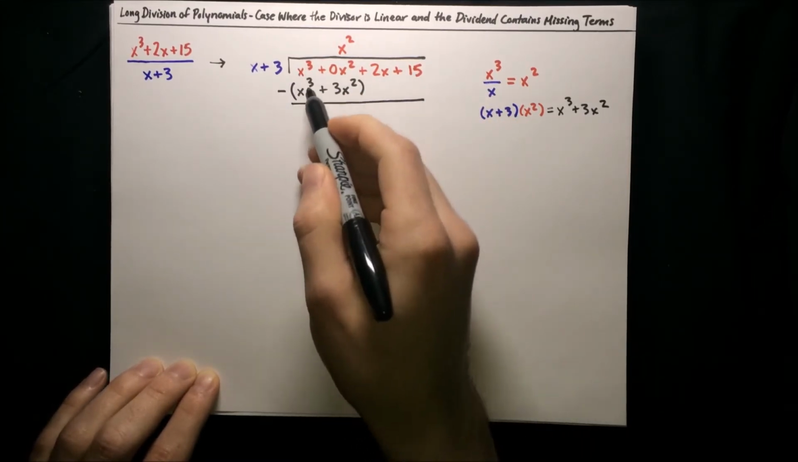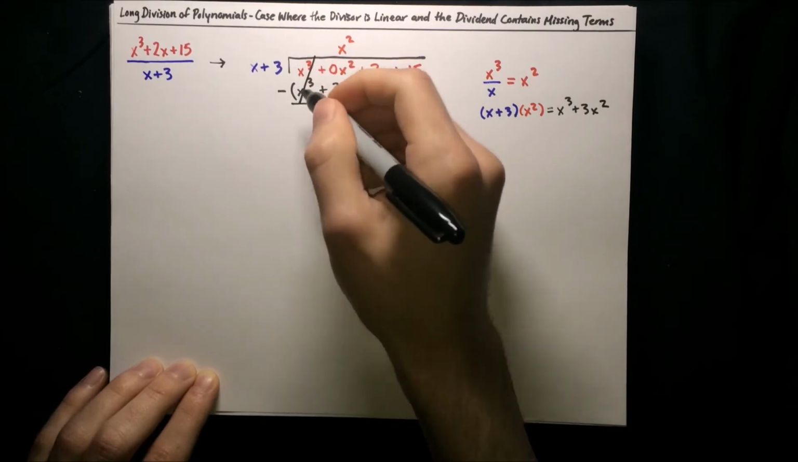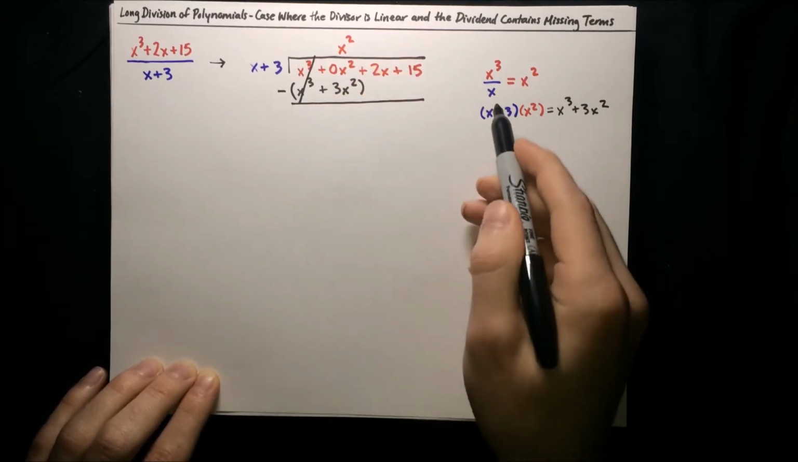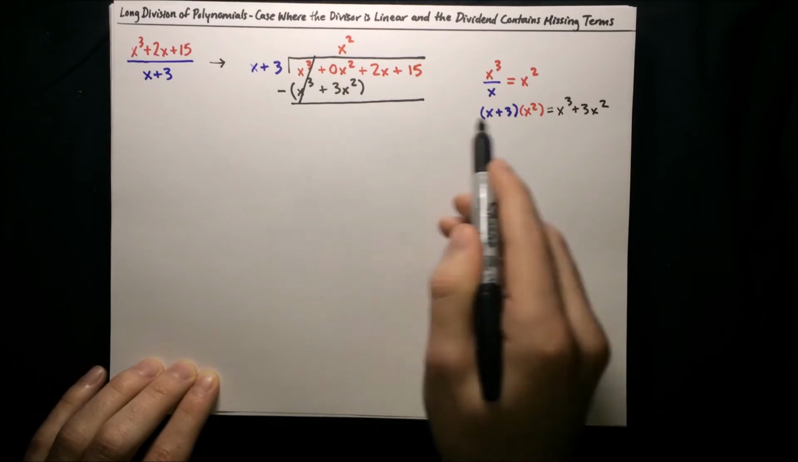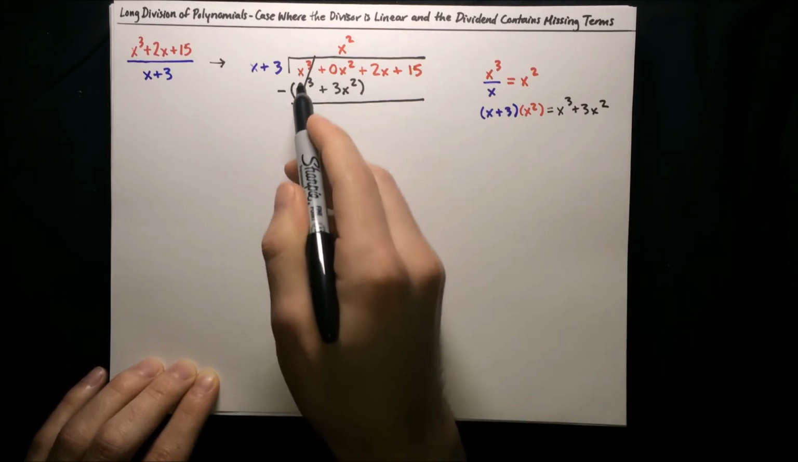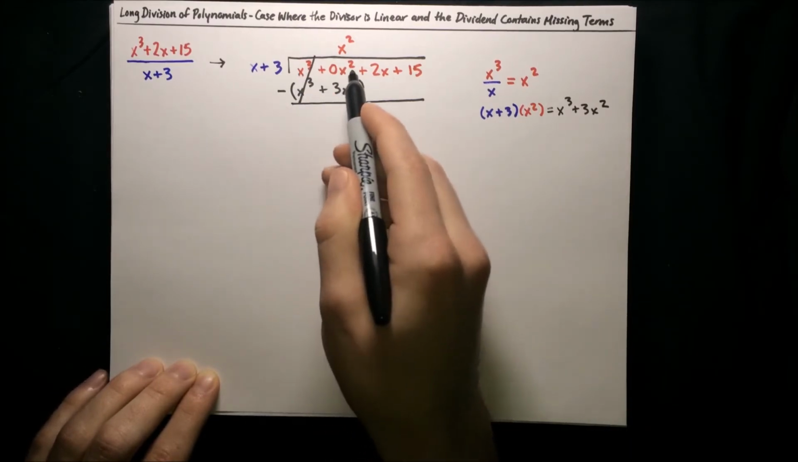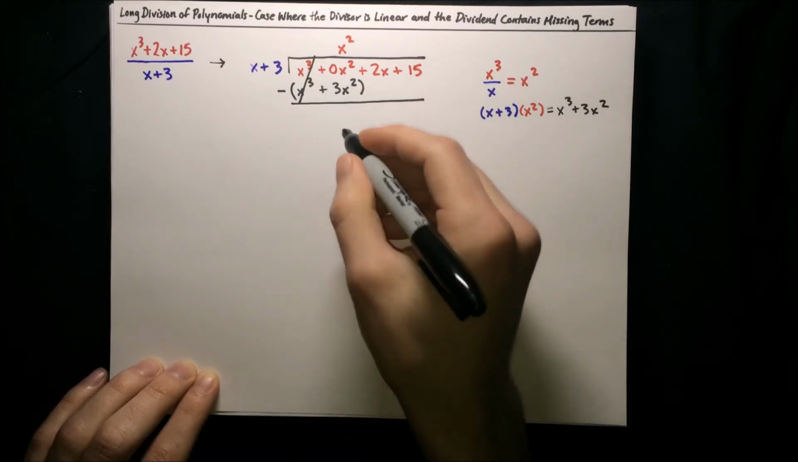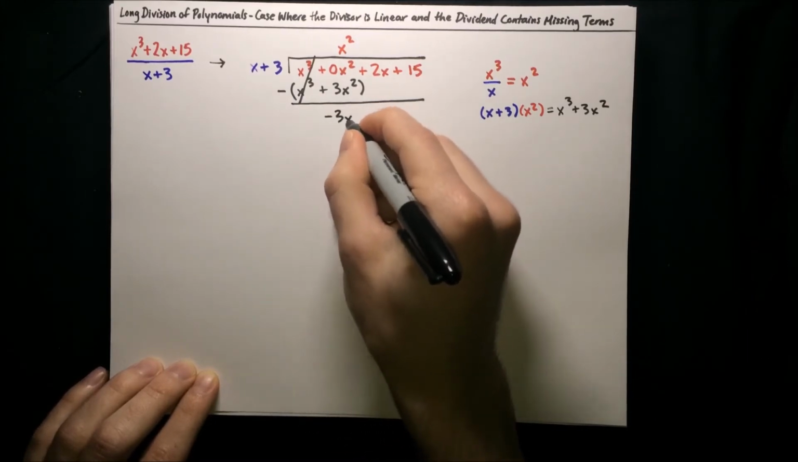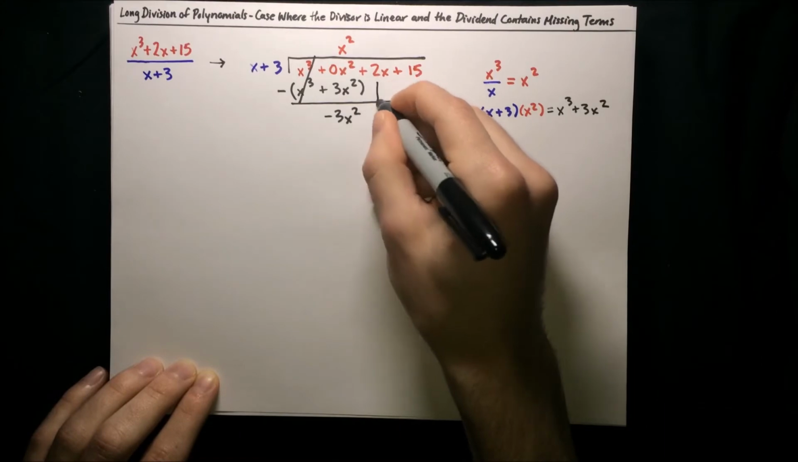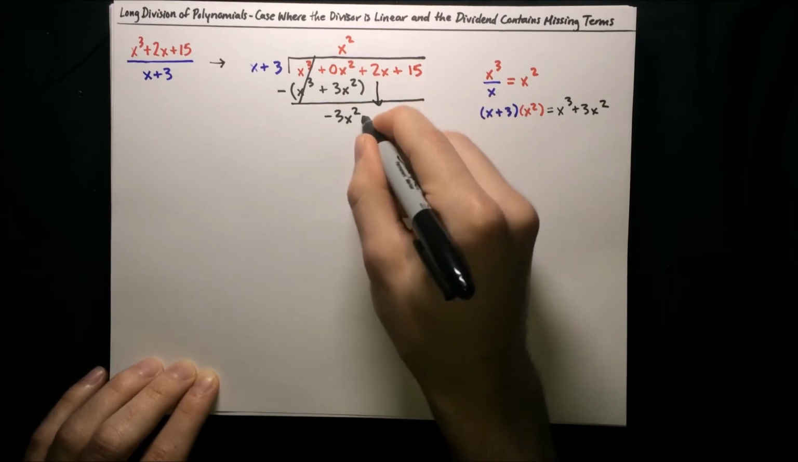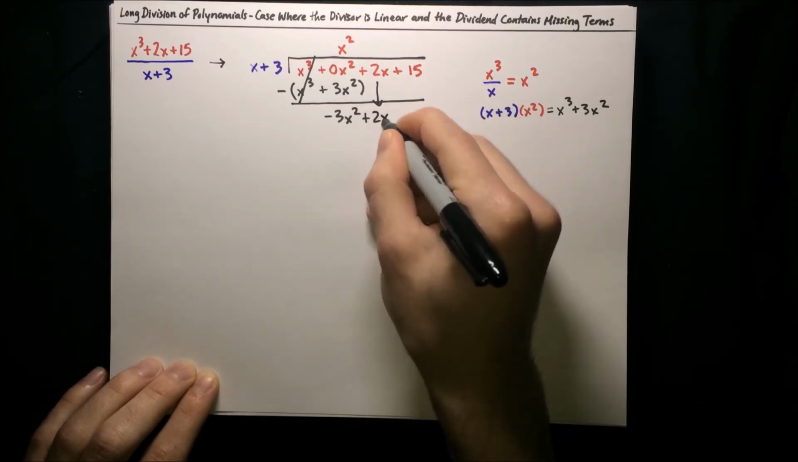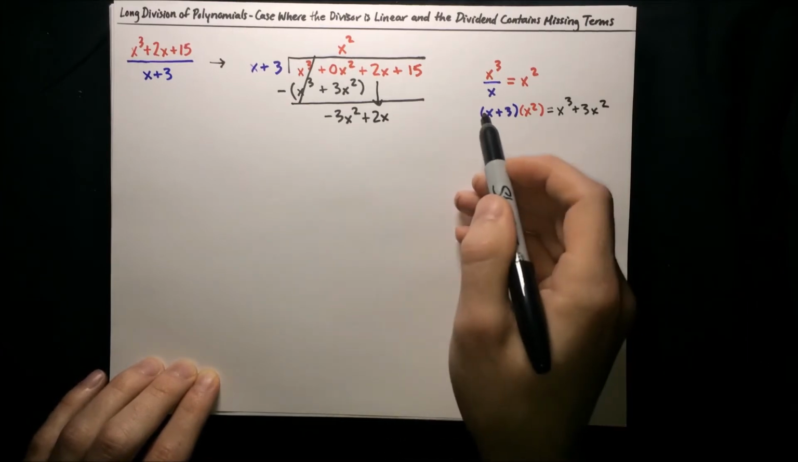Okay, so x to the third minus x to the third, that's just 0. These cancel out, which is good because that's the whole purpose of choosing this x squared, so that when we multiply and subtract, the leading terms cancel out. And then 0x squared minus 3x squared is just negative 3x squared. And for the next iteration, we bring down that next term, plus 2x, and we perform the same procedure again.